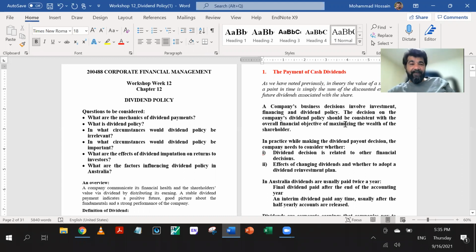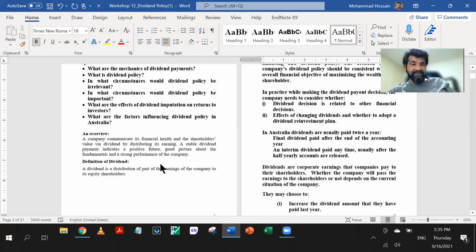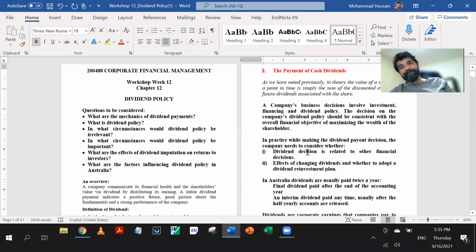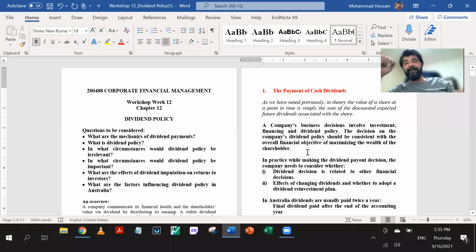Okay, so it says here what dividend is. A dividend is a distribution of part of the earnings of the company to its equity shareholders. So when you purchase a share of a business and become an equity shareholder, from the profit of the business, some money will be given to you. A portion of the profit will be distributed among the shareholders. That part is known as dividend.